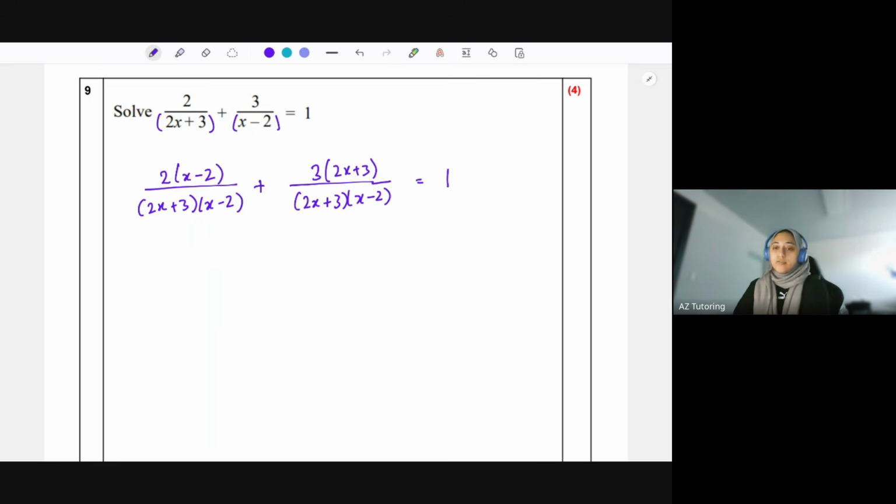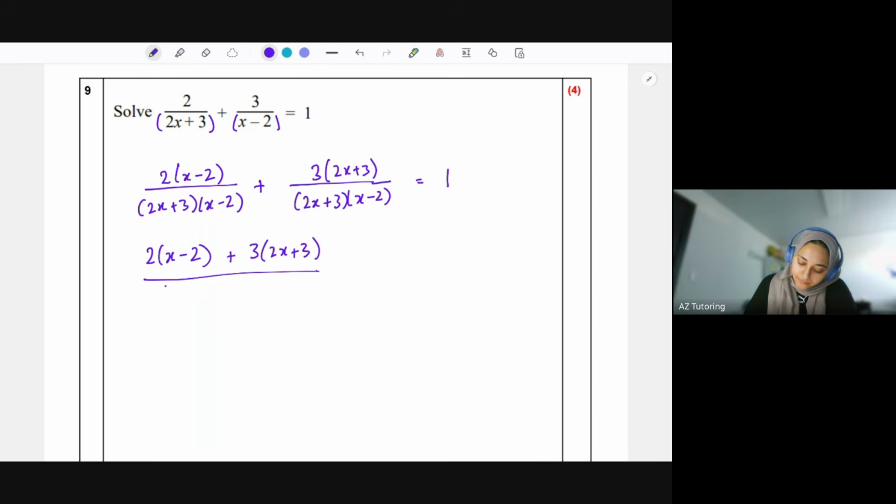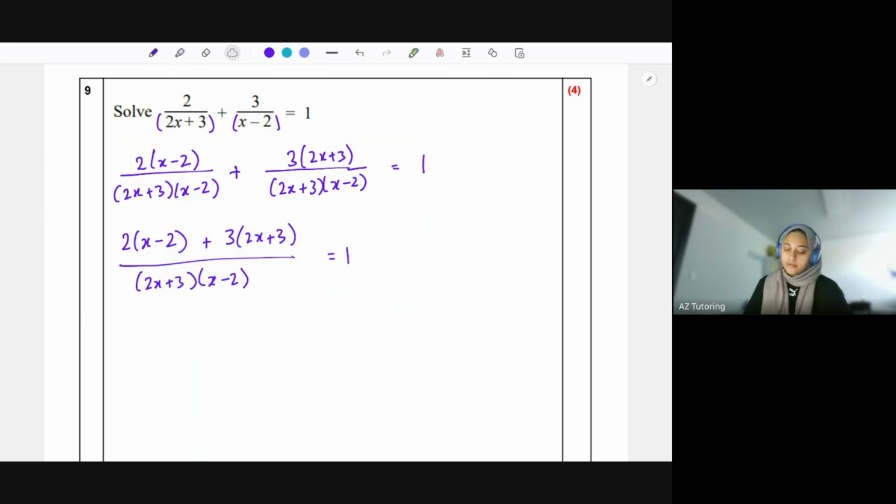So now that the denominators are exactly the same, we can combine the fractions together. So we get 2 times x minus 2 plus 3 times 2x plus 3 all over 2x plus 3 times x minus 2 equals 1. I'm going to keep this bit up here so I have space. Okay, so this is what we're solving now. So it's good that we've combined them all together now. So let's expand and simplify.